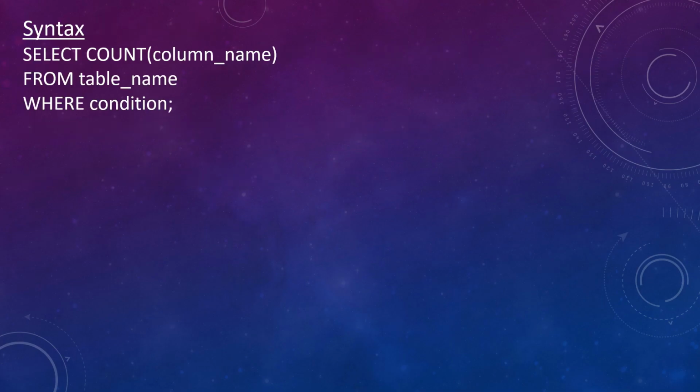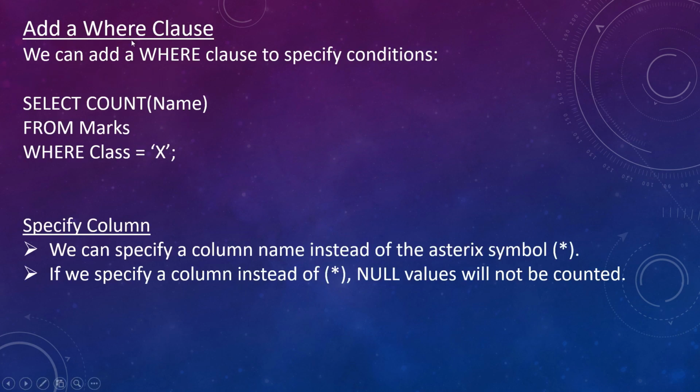Now let's see the syntax. This is the syntax: select count, column name, from, table name, and where condition. So we can give a where condition as well. For example, I may be interested in only those rows where class is 10, or where name is some particular name only. So I can give any condition as per the requirement. So add a where clause. We have already discussed that we can add a where clause to specify a condition. For example, I want to count all the names from marks where class is 10th.